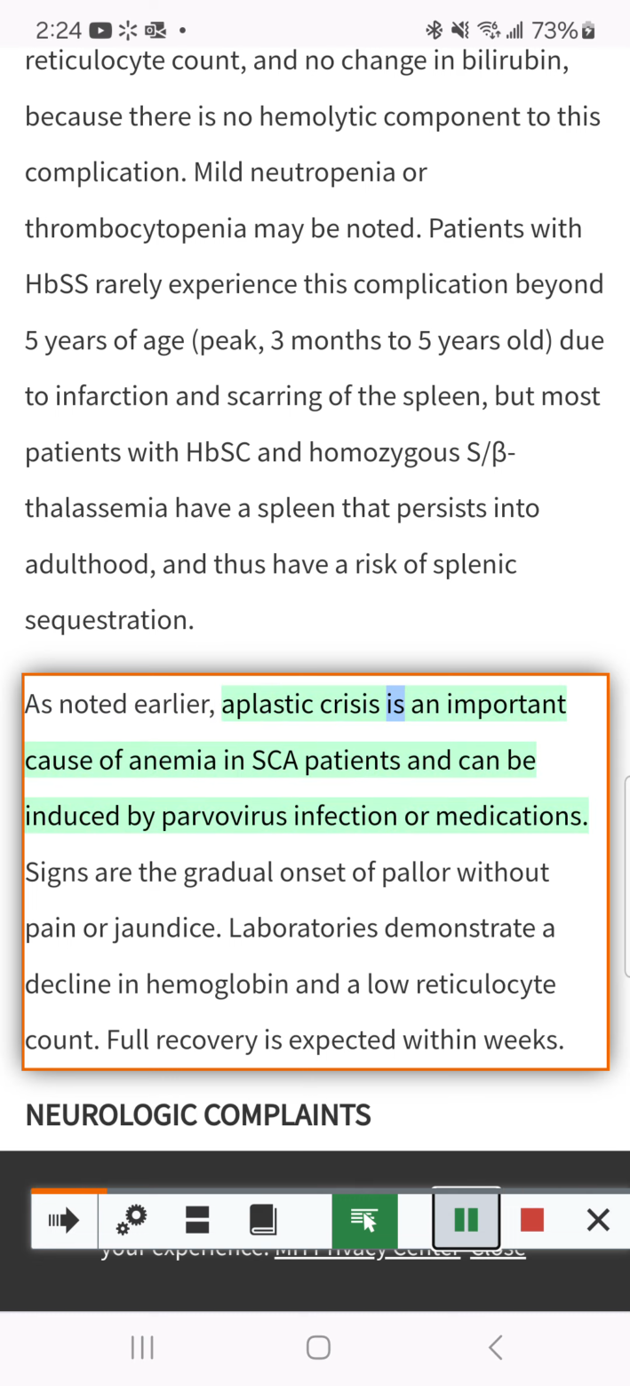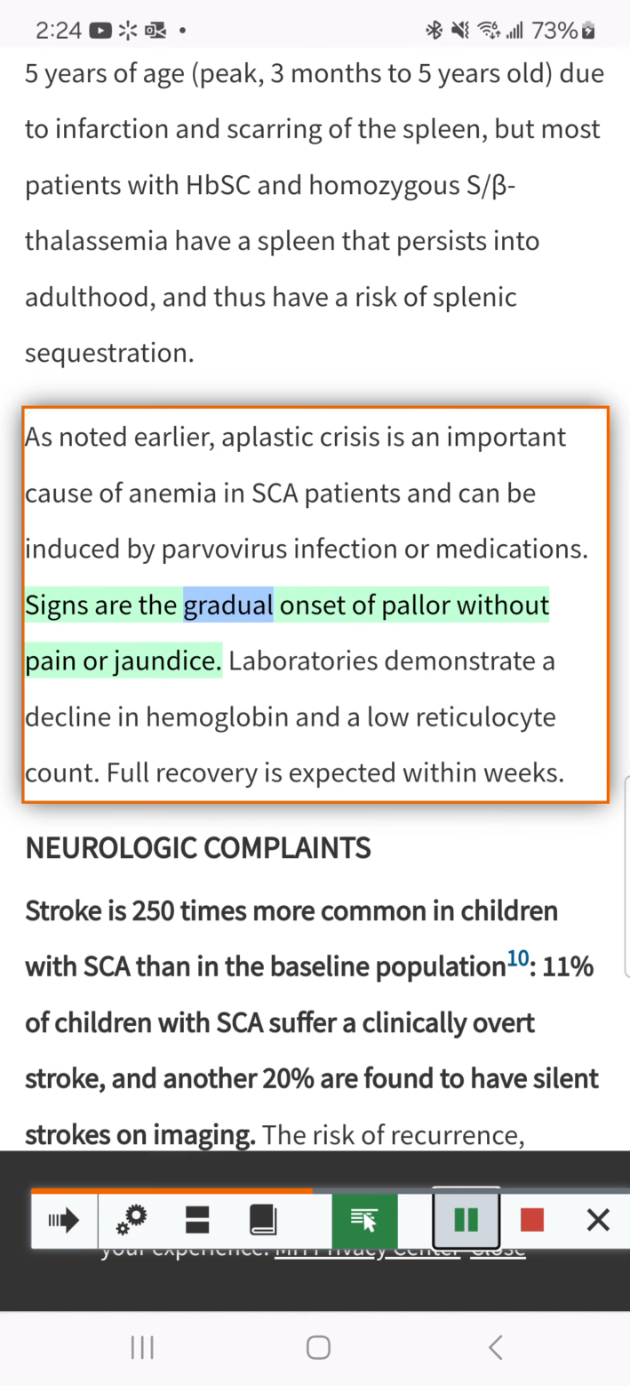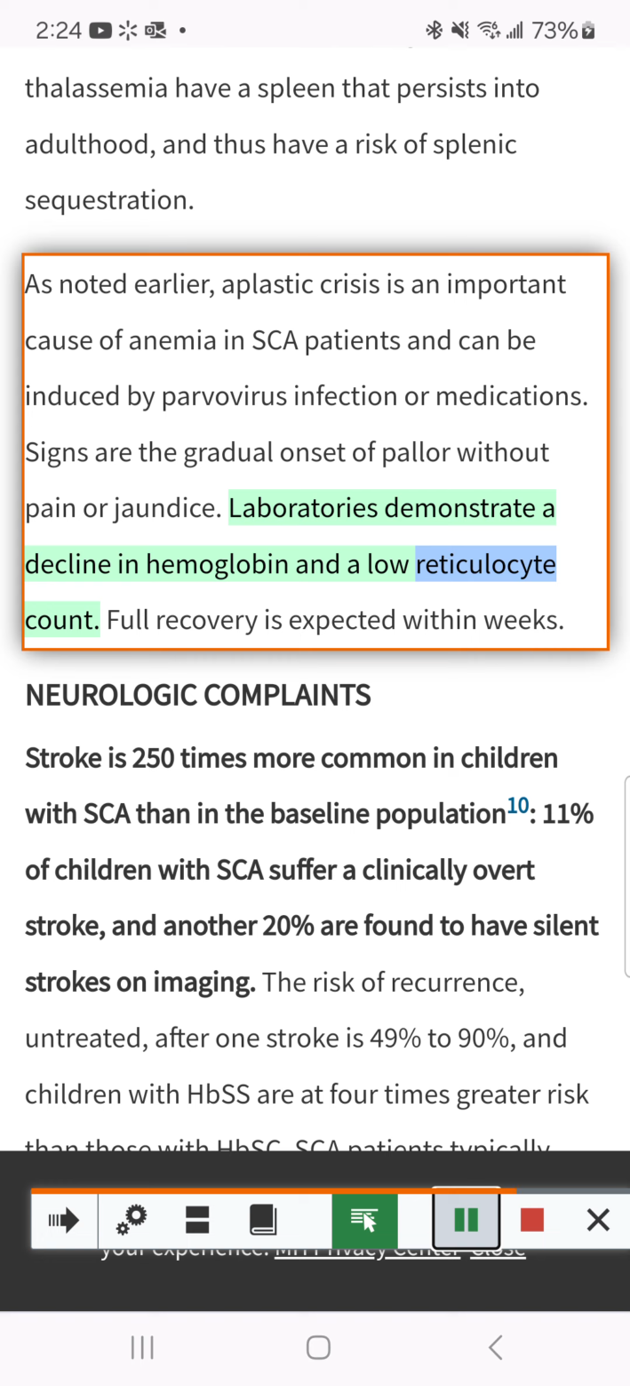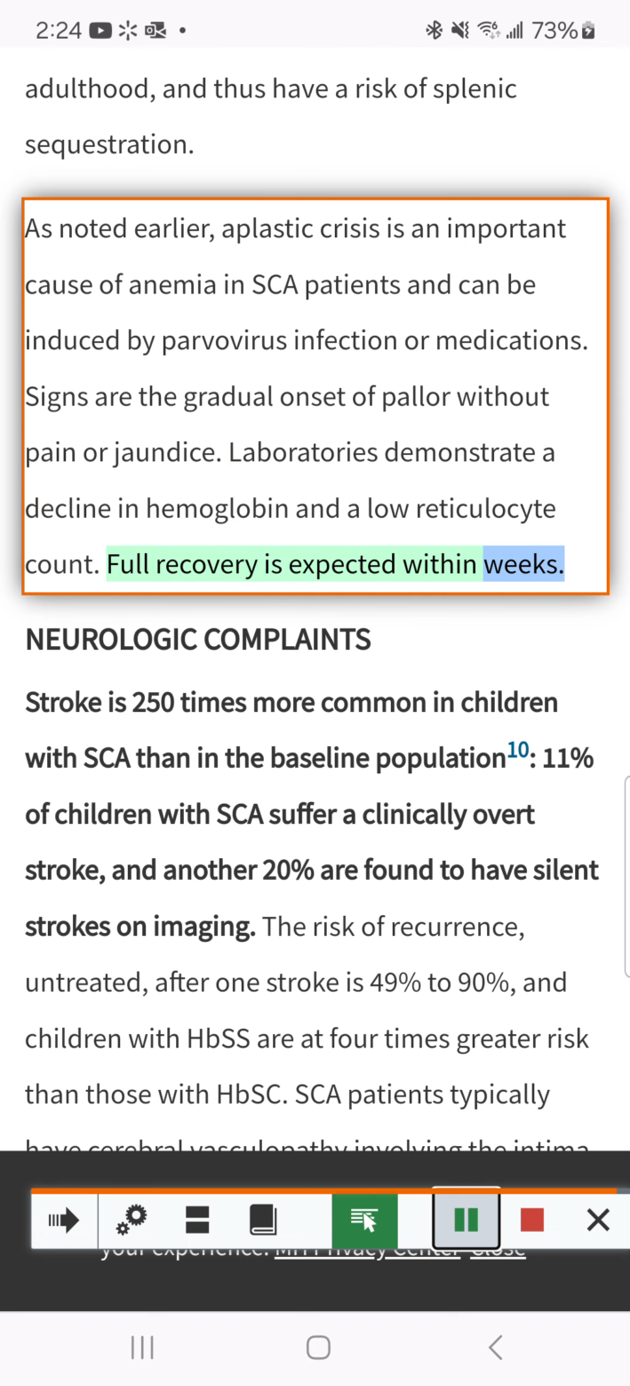As noted earlier, aplastic crisis is an important cause of anemia in SCA patients and can be induced by parvovirus infection or medications. Signs are the gradual onset of pallor without pain or jaundice. Laboratories demonstrate a decline in hemoglobin and a low reticulocyte count. Full recovery is expected within weeks.